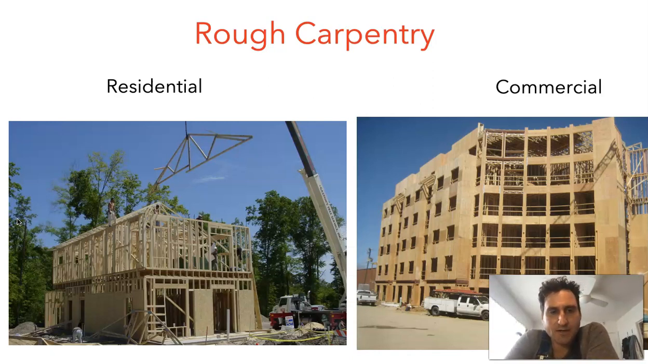Residential is building houses. Commercial is building high rises, office buildings, also condos and apartments. The main difference is that commercial construction is typically a union job, whereas residential construction is typically working for a general contractor, independent general contractor. There's also a lot of other differences as far as the scale and size of the project and how repetitive the work that you're doing is.